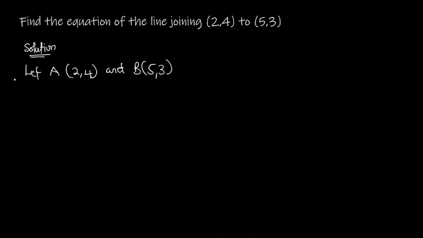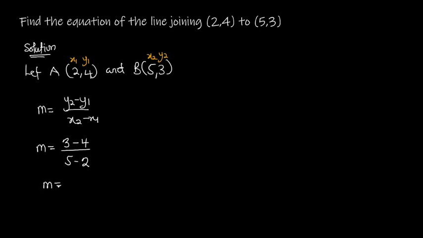Like I said, the first thing we need to do is to calculate the gradient of these 2 points before we use them in finding the equation of the line joining A and B. To do that, I'll first of all label my coordinates. This is my x1, my y1, this is my x2, my y2. My gradient is equal to y2 minus y1 over x2 minus x1. So this is equal to my y2, which is 3, minus y1, which is 4, over my x2, which is 5, minus my x1, which is 2.